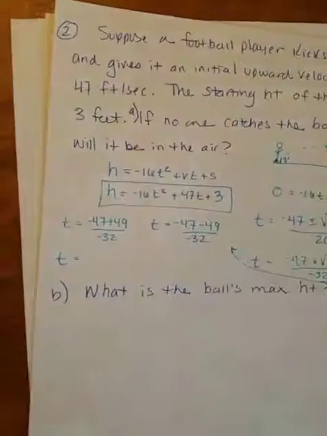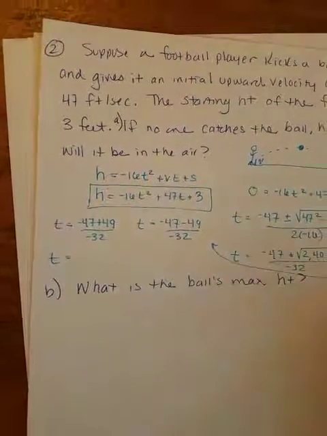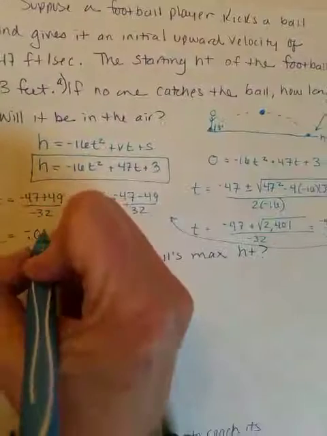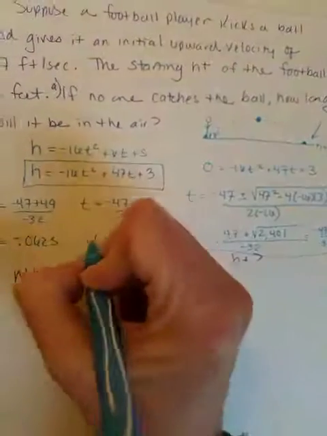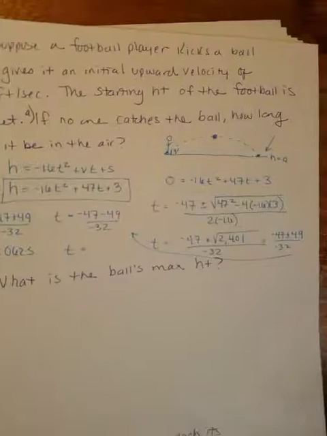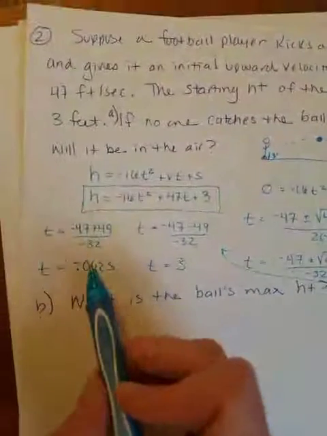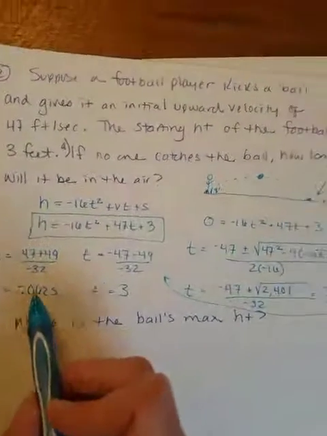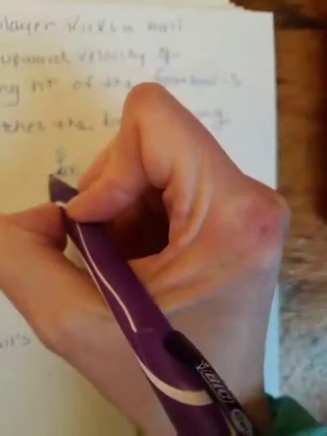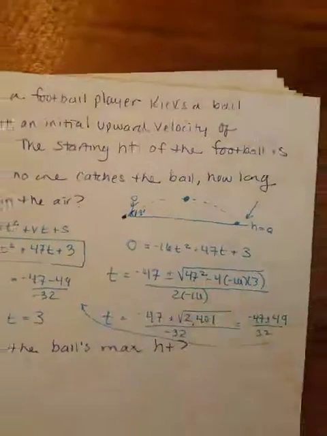You're going to put each of these into your calculator. The first one's going to give you negative 0.0625. The second one's going to give you 3. Again, this isn't wrong. This negative 0.0625 represents if the ball were to be on the ground before the person kicked it.